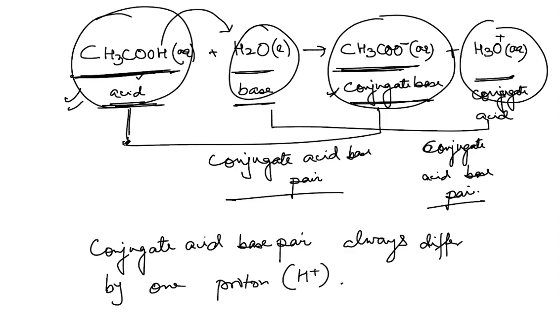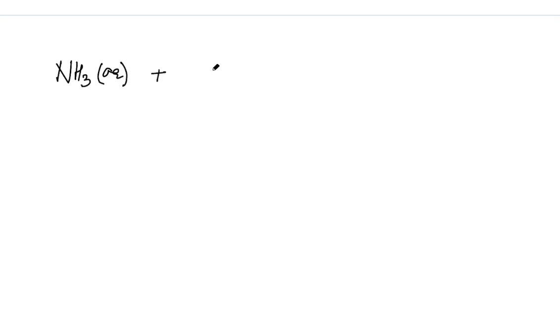So in this example, we have taken an acid and dissolved in water. Suppose I take a base and dissolve in water. Then what happens? Suppose it is ammonia. I have taken ammonia here, NH3 aqueous. If I dissolve in water, H2O, then what happens? It forms NH4 plus aqueous and OH minus aqueous.